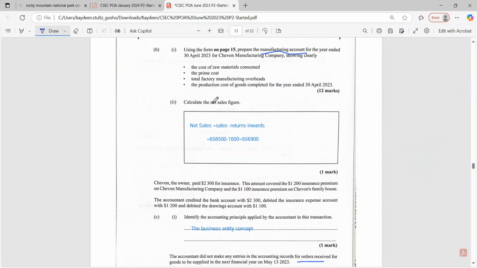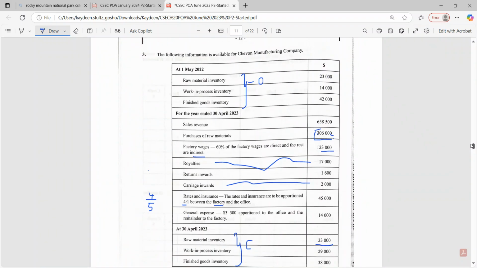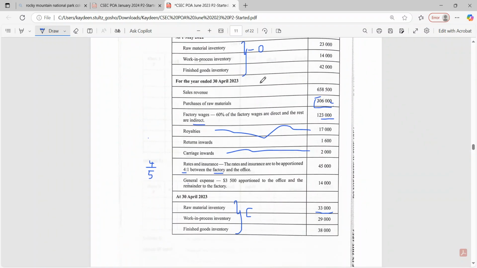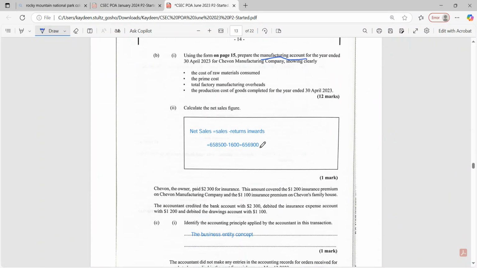So now 2 says calculate the net sales figure. Net sales would be equal to sales minus returns inwards. And in the question, sales revenue was 658,500. We got a return inwards of 1,600. So net sales is 658,500 minus 1,600. So put that in your calculator and ensure that the figure that I have is correct. I have a total of 656,900.